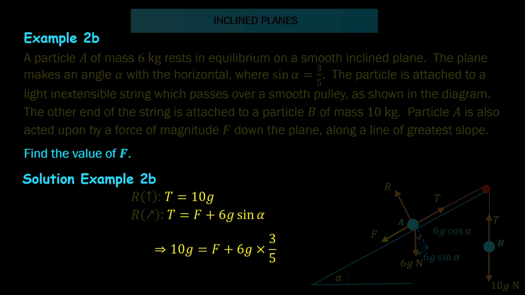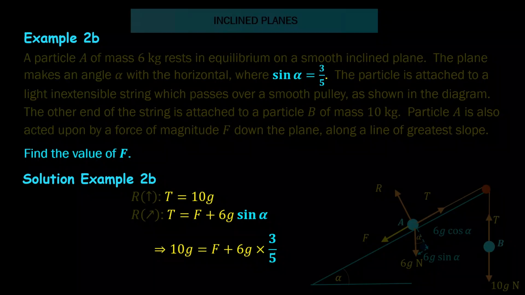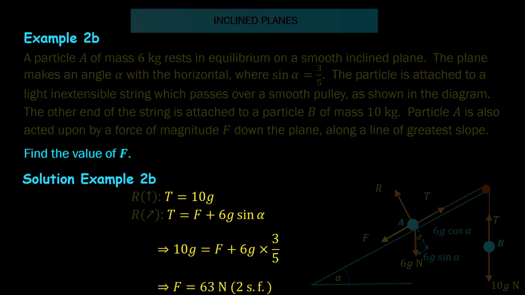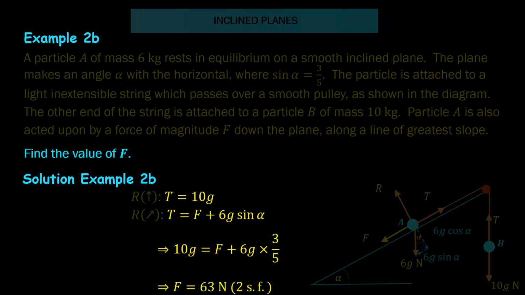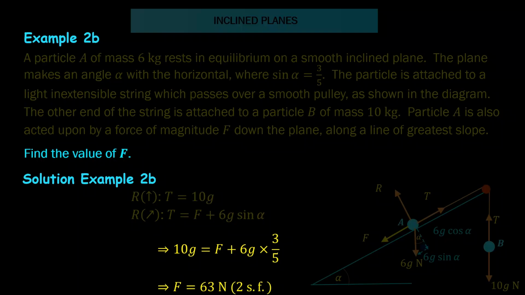And so we can plug in all the various bits and pieces. So plugging in T equals 10g, and F stays as it is, 6g stays as it is, and sine alpha equals 3/5. And rearranging this and plugging in g equals 9.8 gives us that F equals 63 newtons.